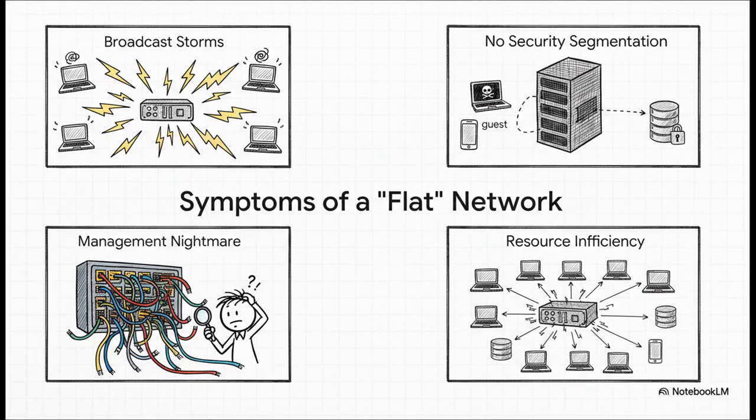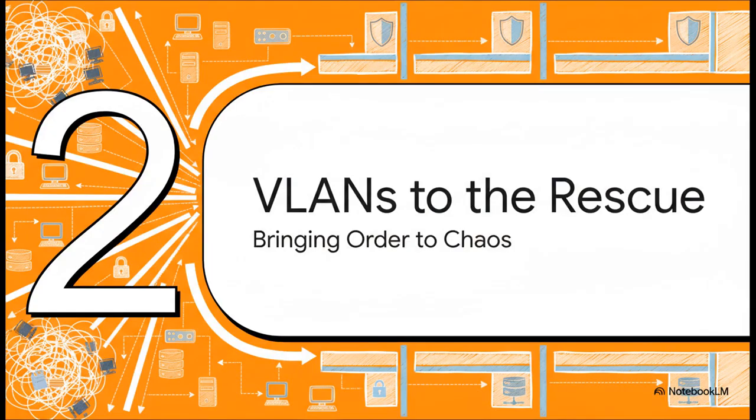Let's talk about the symptoms, because man, they are painful. I once saw a single, badly configured network card on a laptop create a broadcast storm that took down an entire office. Total paralysis. And security? Forget about it. It's wide open. A breach on one device can spread everywhere. And trying to manage it, moving a user means you're literally in a closet physically repatching cables. It's just not scalable, it's not efficient, and it is definitely not secure. But okay, enough doom and gloom about the problem. Let's start talking about the solution.